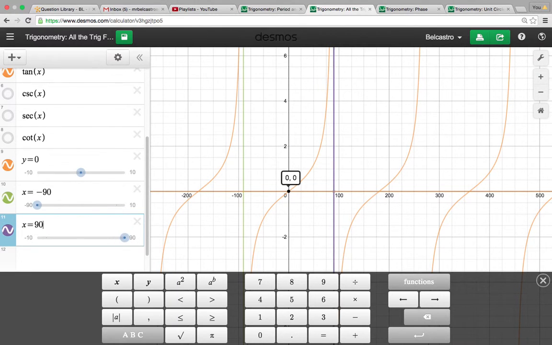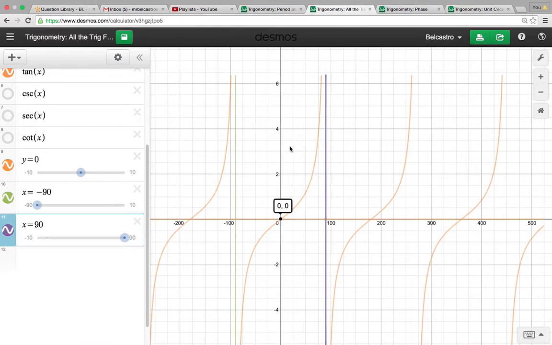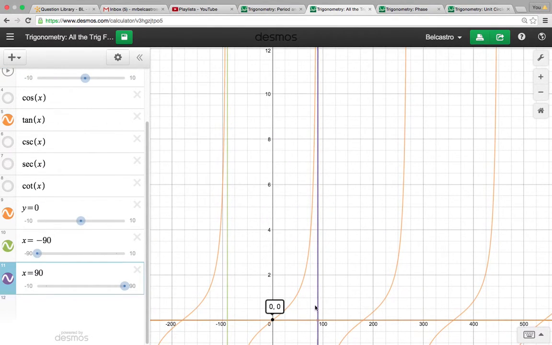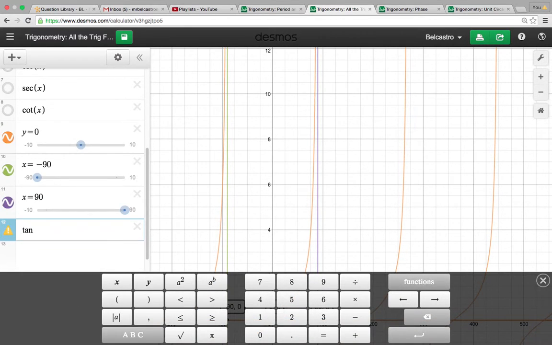So these are, I don't know if they've talked to you guys about what an asymptote is. So tangent would have a vertical asymptote at x is equal to 90 degrees or x is equal to negative 90 degrees. It'll never touch that. And the reason being, tan at 90 is infinity.